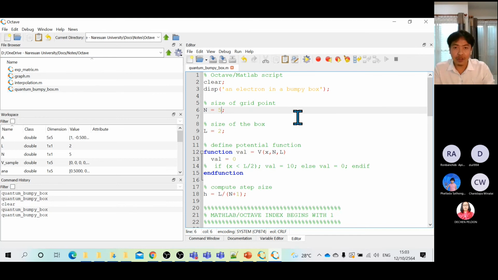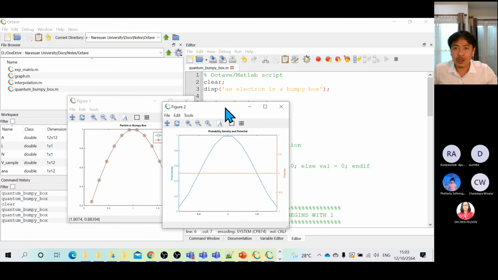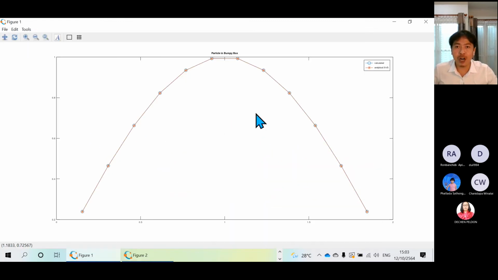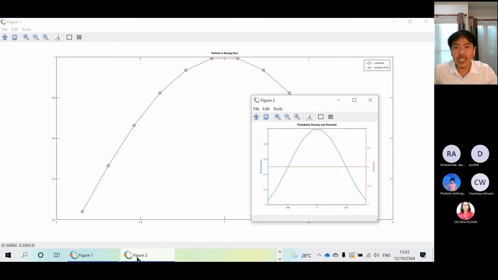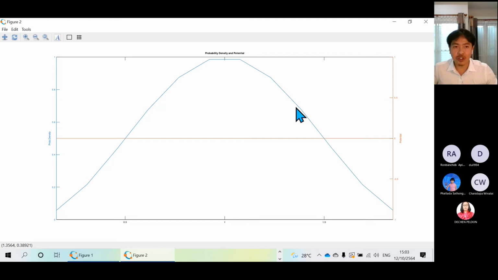Let's say 15, 12, and run it again, and I can see the code. See, perfect answer between the computed value from our program and the exact answer for the flat box. Now I can see how the electrons are doing.